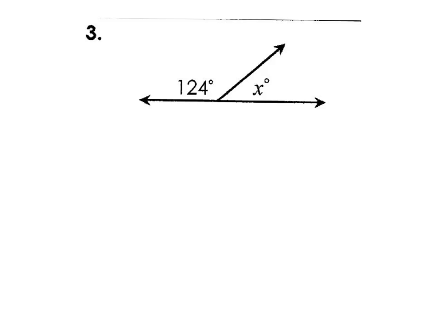All right, number 3. They form a straight line, and they share a common side. They're adjacent, so these two angles are a linear pair. We know linear pairs are supplementary. Therefore, when we add them together, it equals 180 degrees.